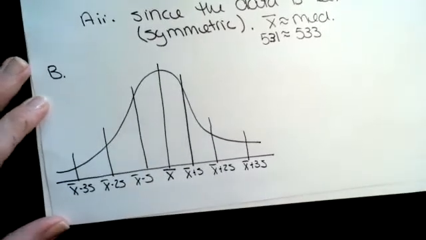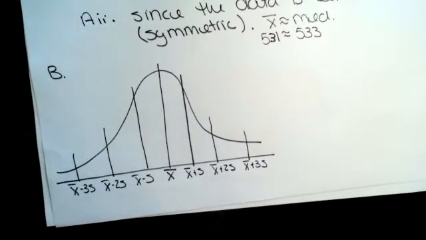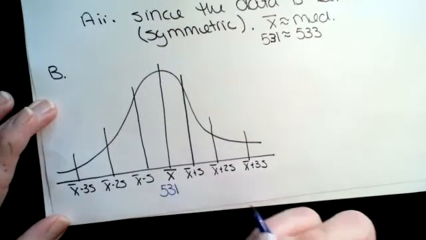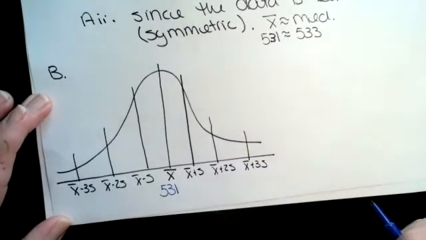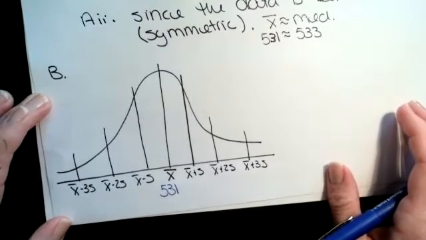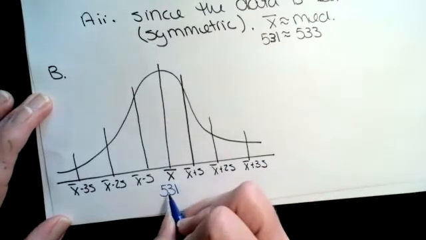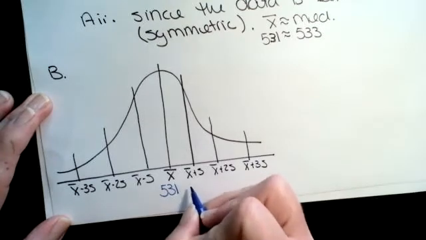So I can do this calculation. My center X bar is 531. We already picked that out above. All the information we need is above. We need the standard deviation. We already said that was 38 in part A. So when I add 38 to 531, I get 569.